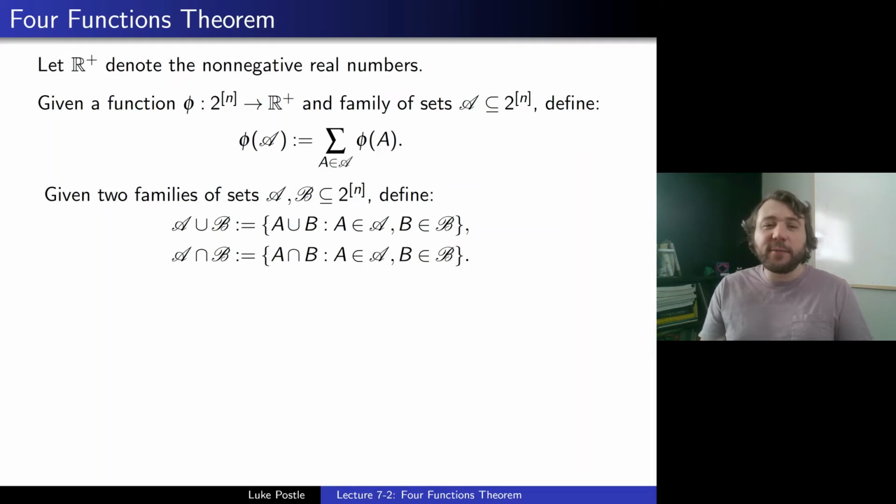So given two families of sets, script A and script B, we define script A union script B to be A union B where A is in script A and B is in script B, and script A intersect script B to be A intersect B where A is in script A and B is in script B. So what's that doing? That's just some notation: if we have these families, we'll define their union to be all the possible unions you get, their intersection to be all the possible intersections we get. So that's a bit strange.